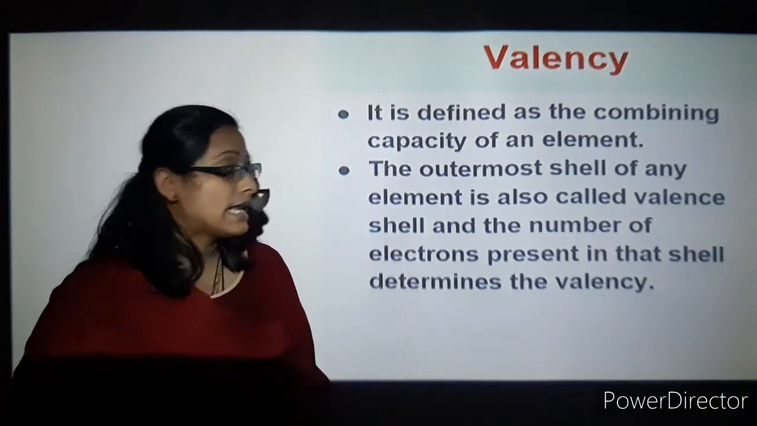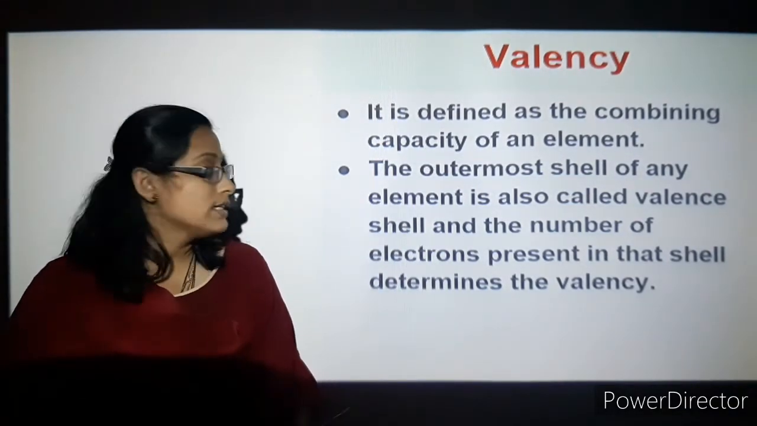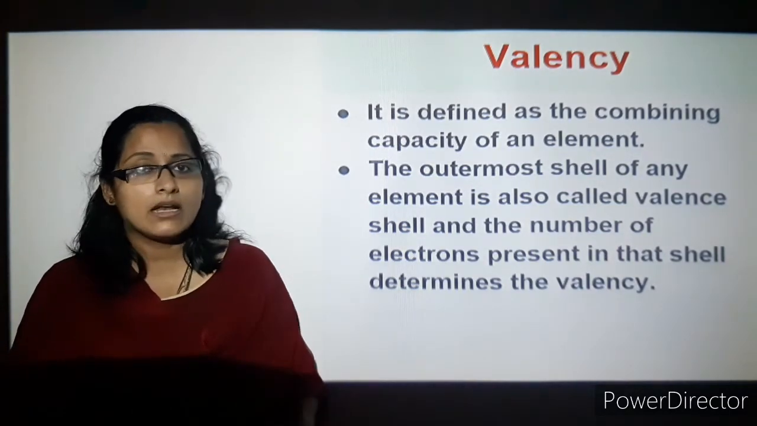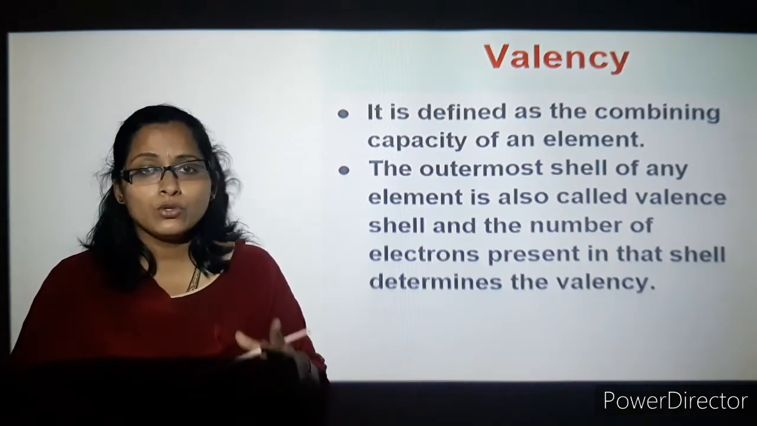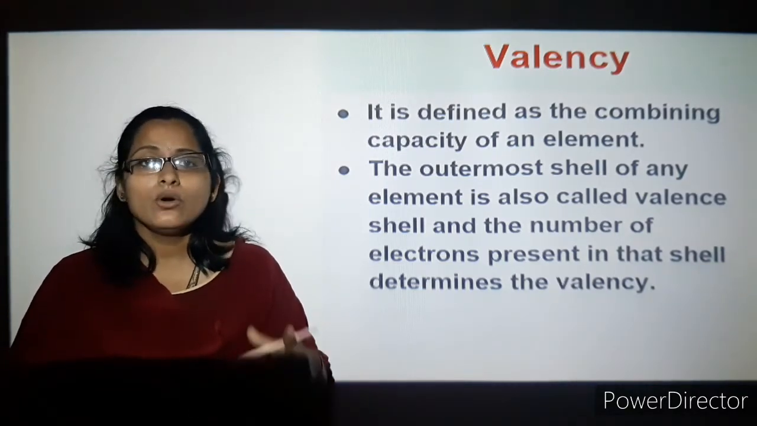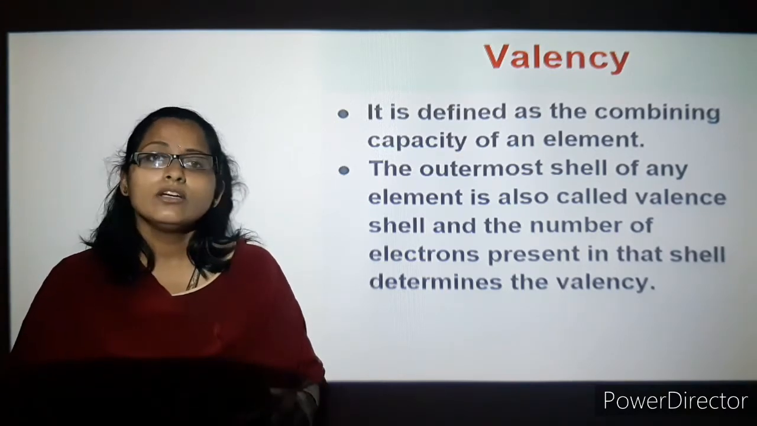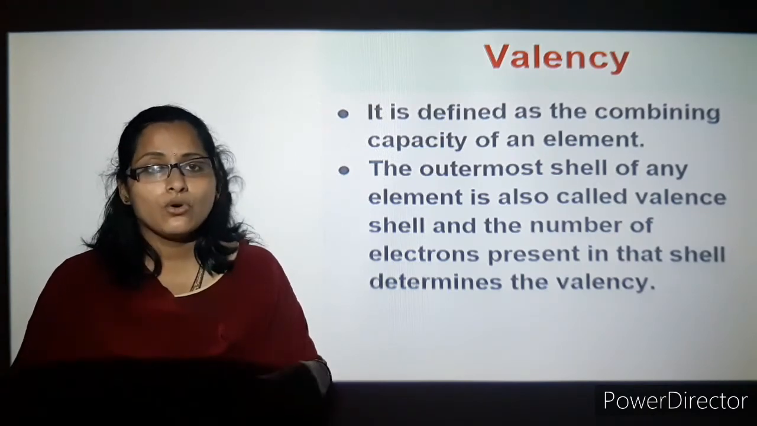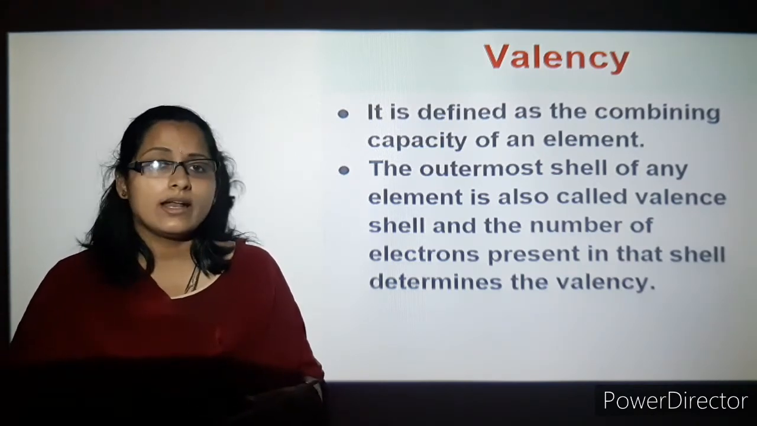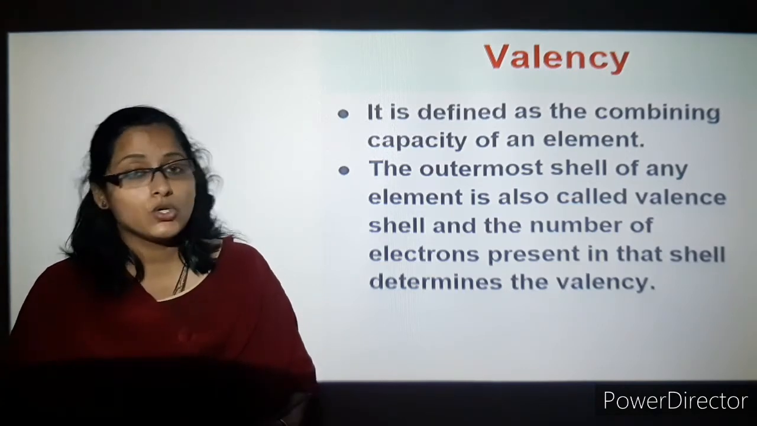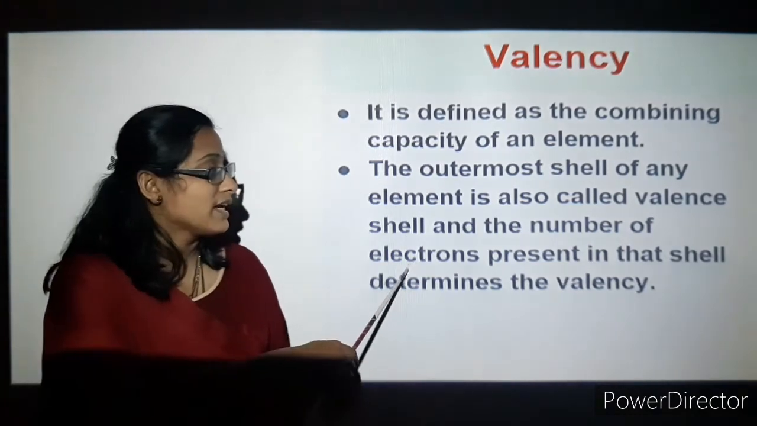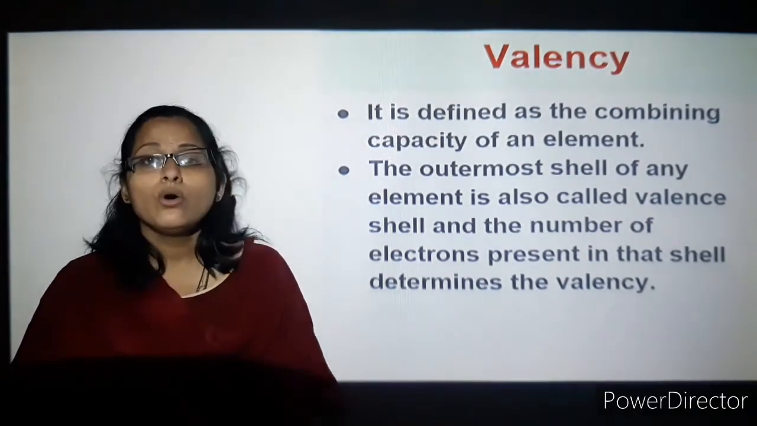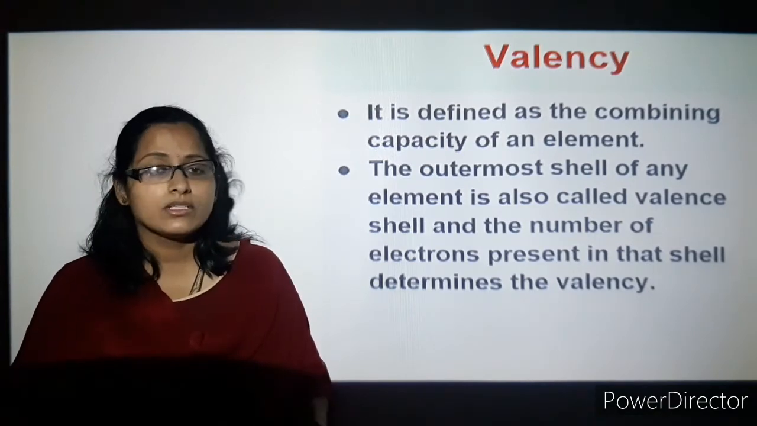The outermost shell of any element is called a valence shell. So the shells, as I told, are K, L, M and N. The K shell will always have 2 electrons. So without forgetting, whatever element you have, you need to fill that particular K shell with 2 electrons. Then you should go on adding electrons to the outer shells. And in the outermost shell, however many electrons are remaining, that is known as the valence shell. And the number of electrons present in that shell will determine the valency for that particular element.